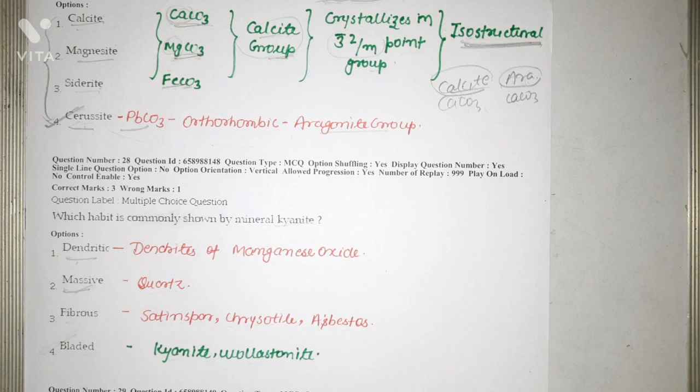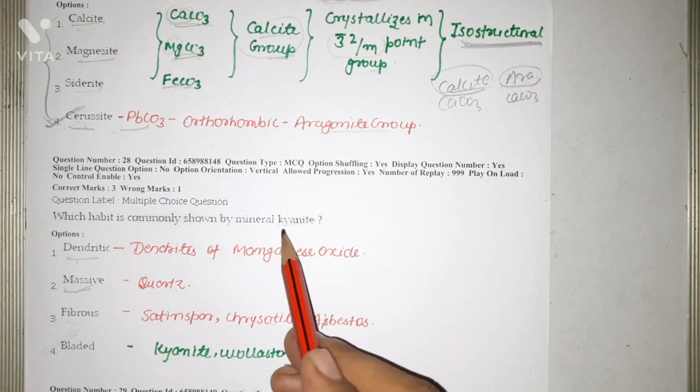It may be represented by quartz. Other minerals may also be present. Fibrous habit is represented by satin spar, chrysotile, and asbestos. It basically resembles fibers. Bladed habit is shown by kyanite and wollastonite. And the question is asking about the mineral kyanite, so the correct answer of this question is bladed.